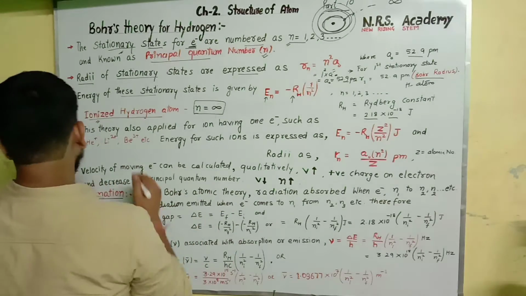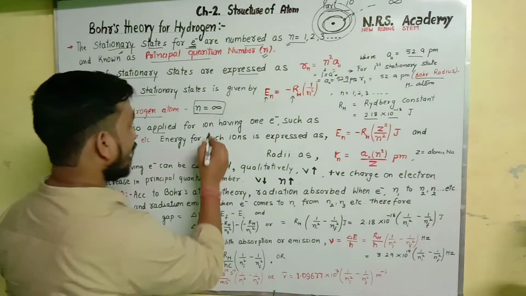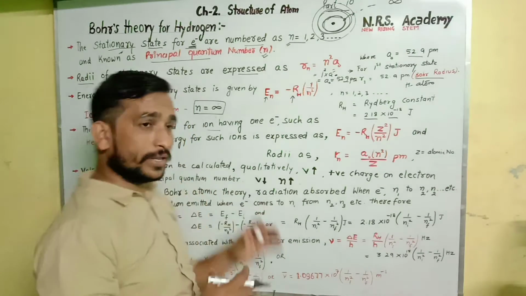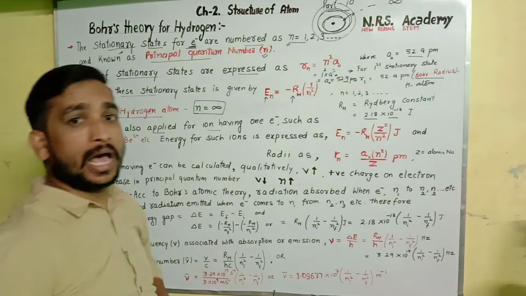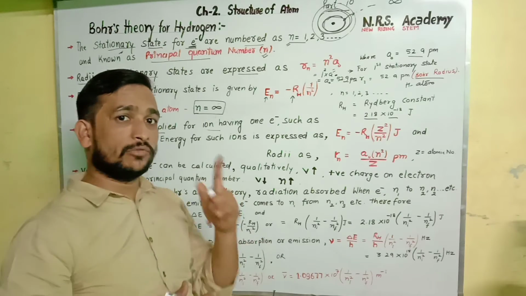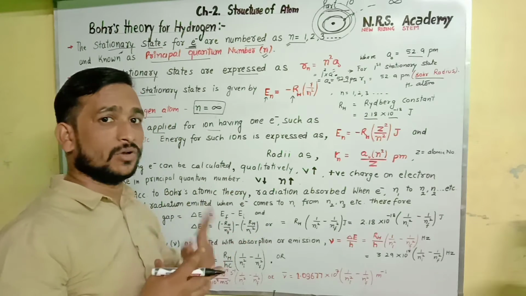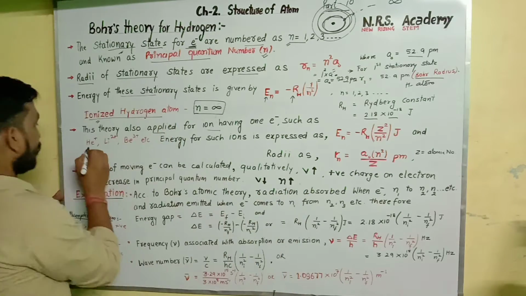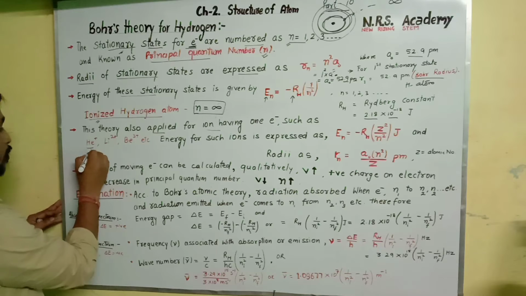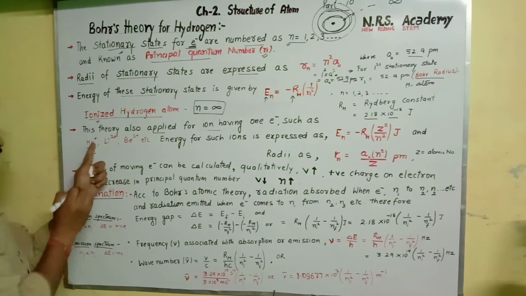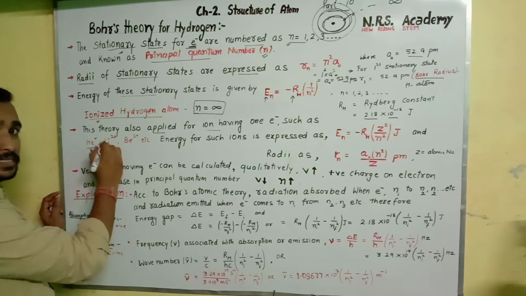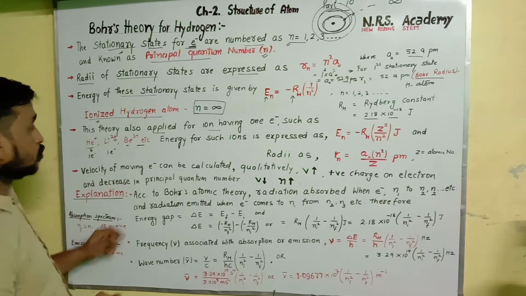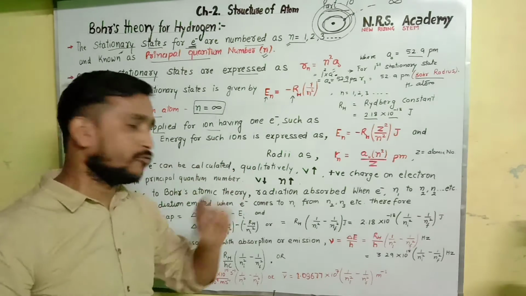The next point is that this theory is also applicable to ions having only one electron. Bohr's atomic theory applies to such species with a single electron. For example, He+ has only one electron. Lithium has 3 electrons, but when it loses 2 electrons, only 1 electron remains, and so on. So this theory is applicable to such ions.